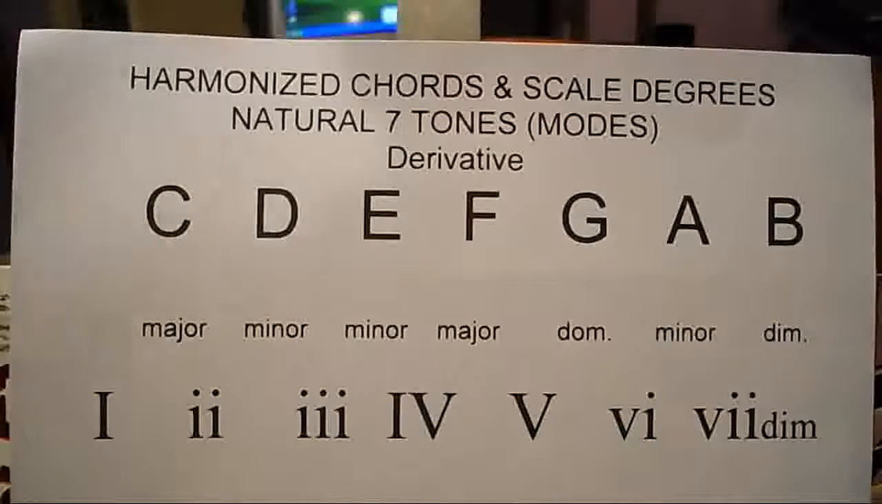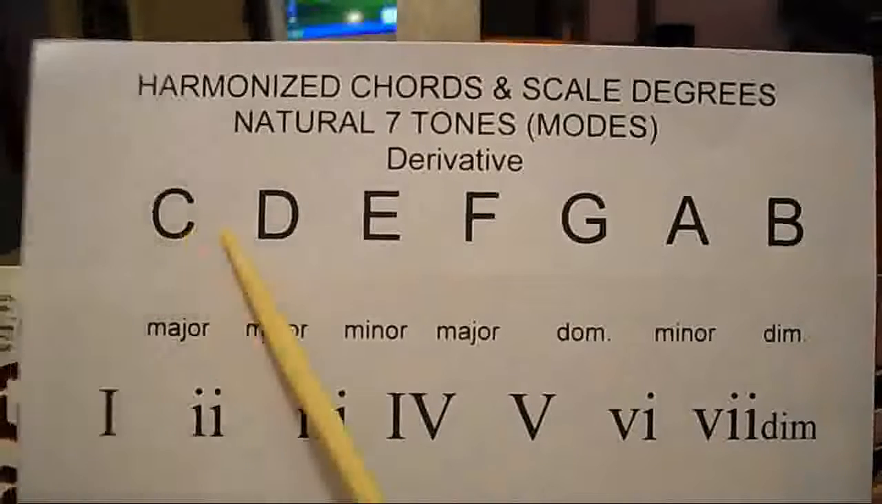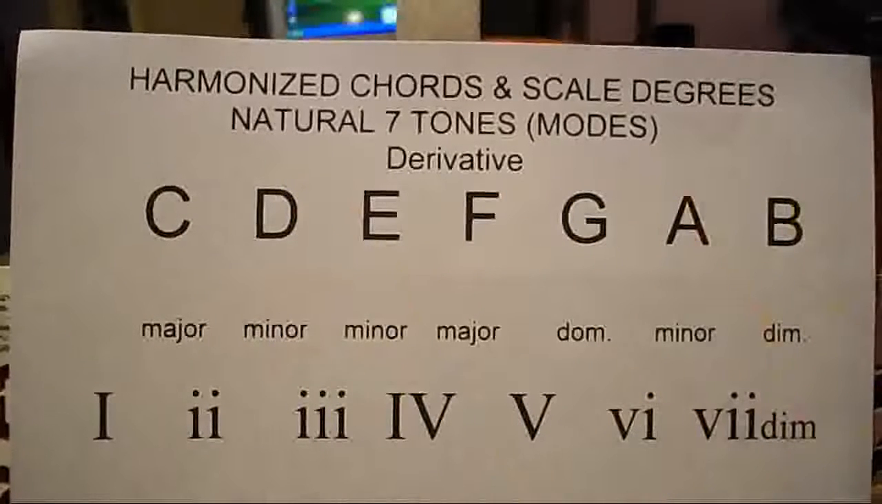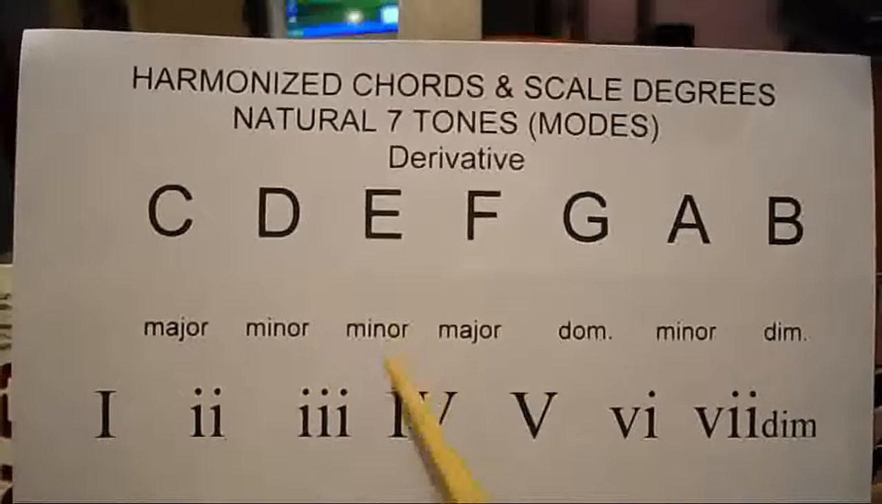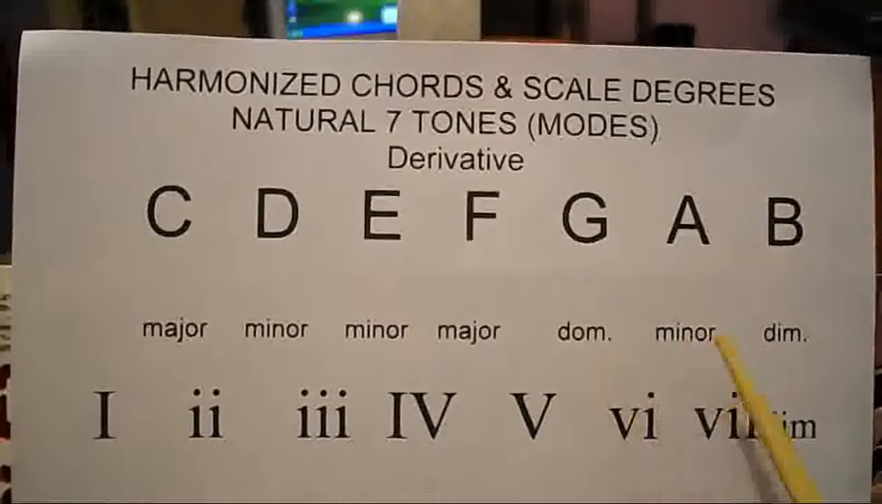The lesson from my book: we're going to look at harmonized chords and scale degrees in the natural seven tones, seven modes, in a derivative sense. So it'll go C, D, E, F, G, A. The C would be a major, D would be a minor, E would be a minor, F would be a major, G would be a dominant or a major, A would be a minor, B would be a diminished.